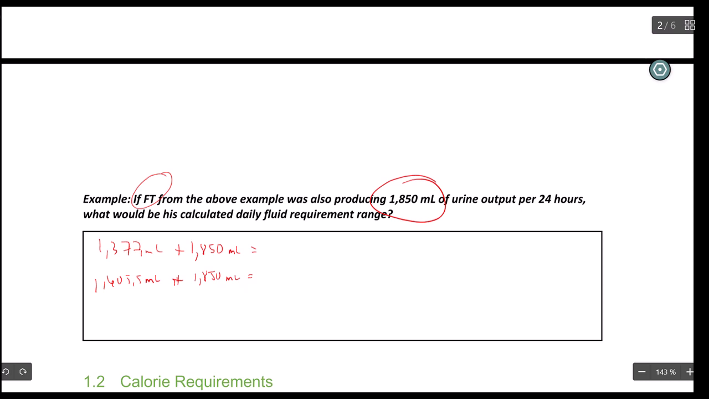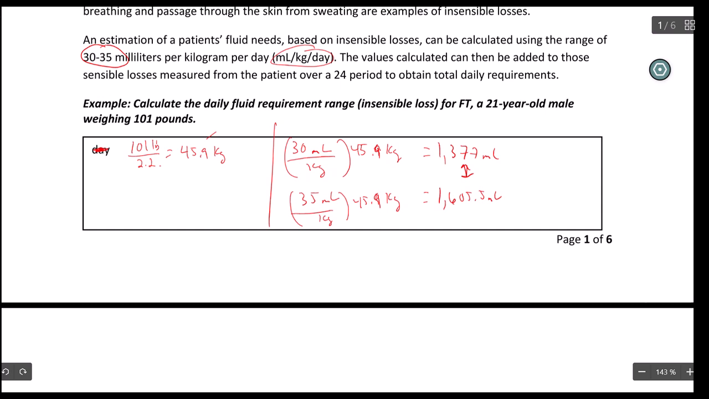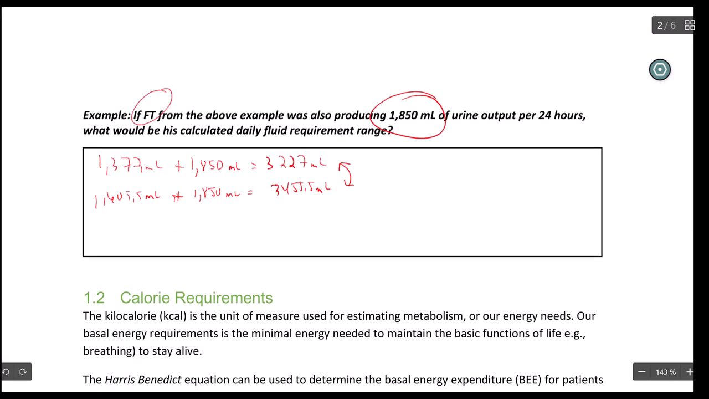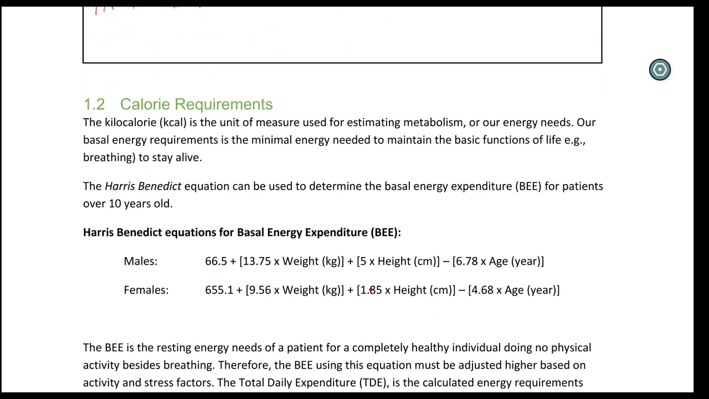And now we have a different range. Now we've got 3,227 mLs here, and about 3,455.5 mLs here. So now this is our range for the daily fluid requirement. This one is just insensible losses. The overall range is how much they're excreting through all sensible and insensible losses, and this is the range of what we would have to replenish with. So that's the amount of fluid we want to give them per day. Next calculation is caloric requirements.